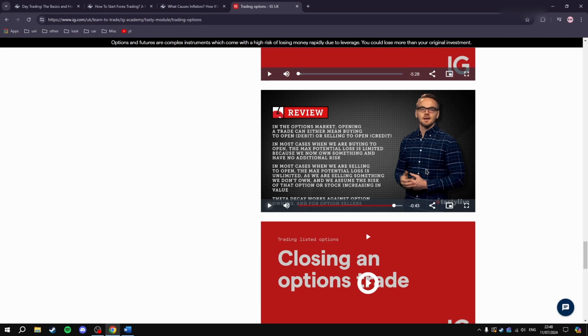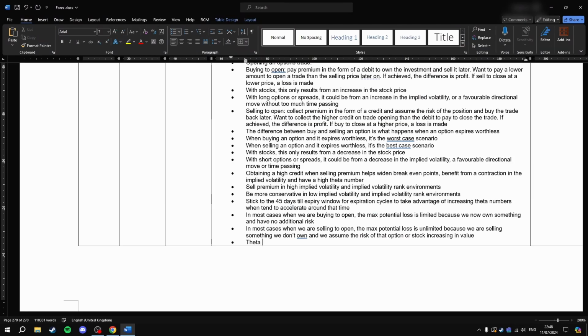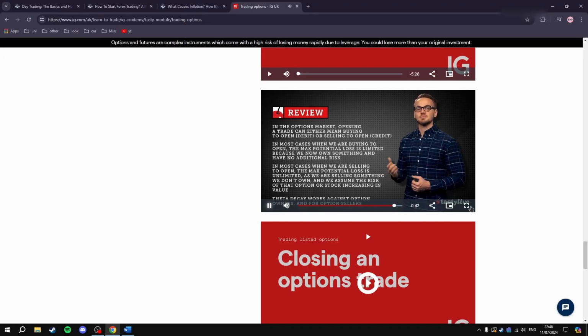Theta decay works against option owners and for option sellers. When buying an option, spread, or stock, our risk is typically defined at the debit paid. When selling an option or stock, our risk is typically undefined as we're collecting premium to assume the risk, which could be undefined. Theta decay works against option owners and for option sellers, which is why we typically sell premium.